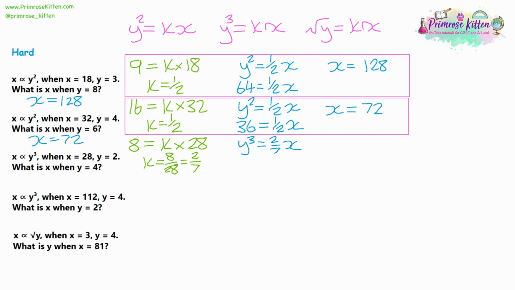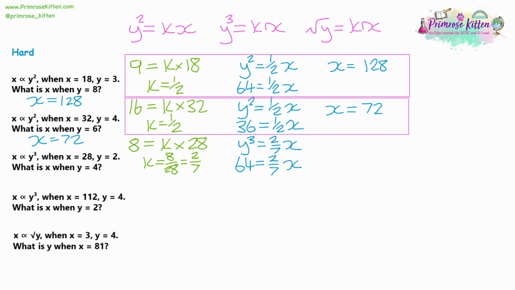So let's look at our follow-up question. What is x when y equals 4? Well, if y is 4, then 4 cubed would be 4 times 4 times 4. So 4 times 4 is 16, and 16 times 4 would give us 64. So 64 is equal to 2/7 of x. So let's use some solving equation skills here.